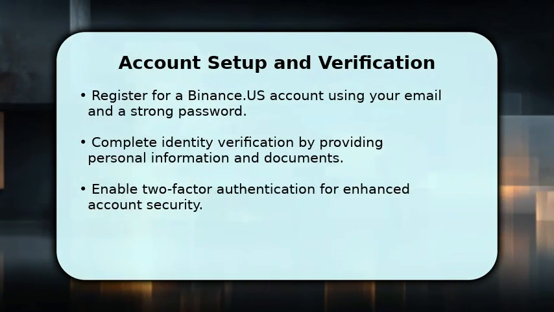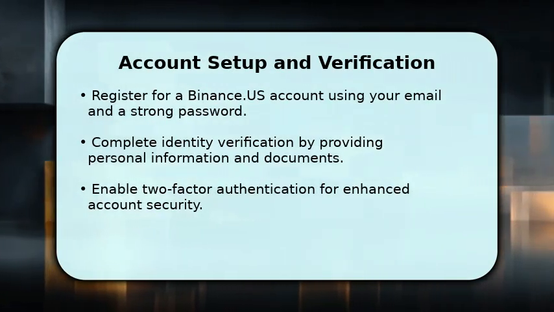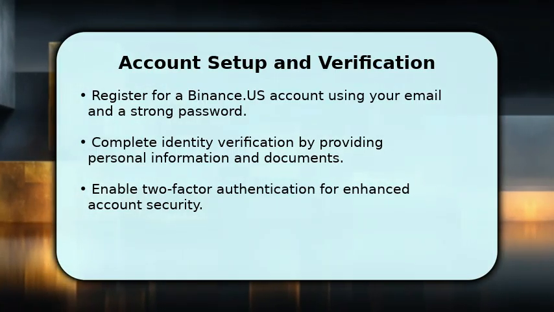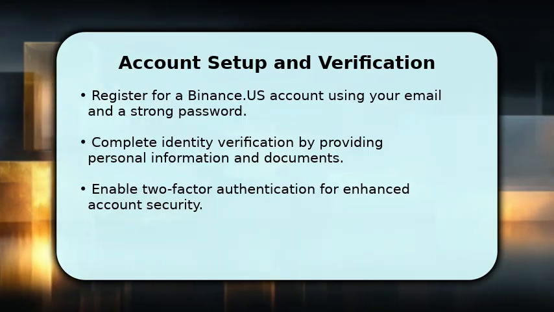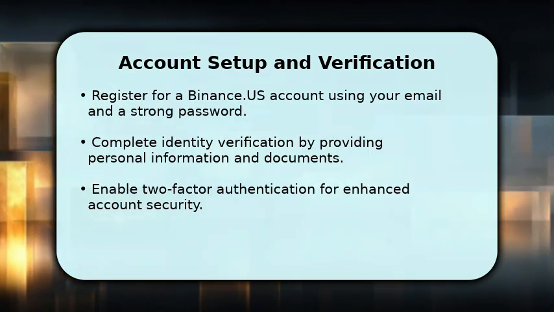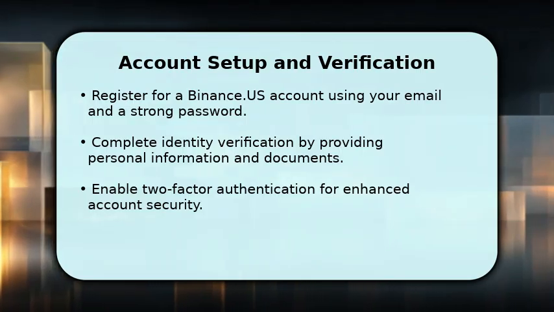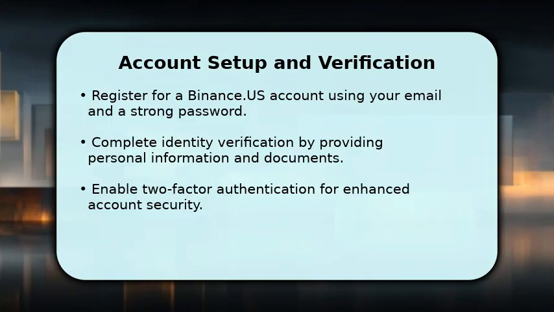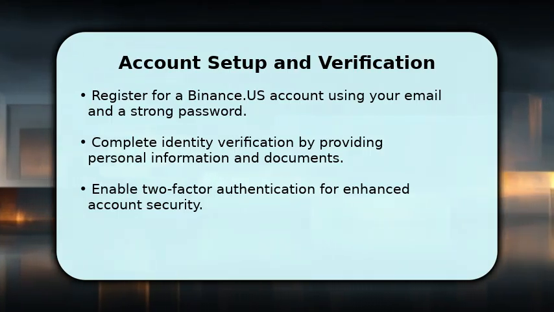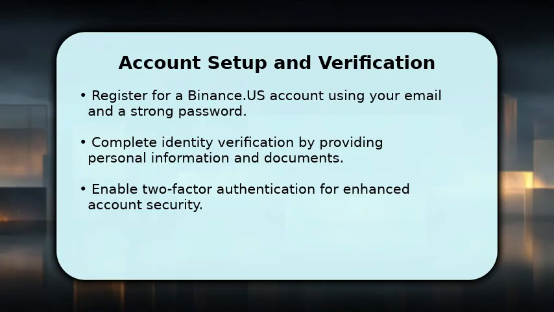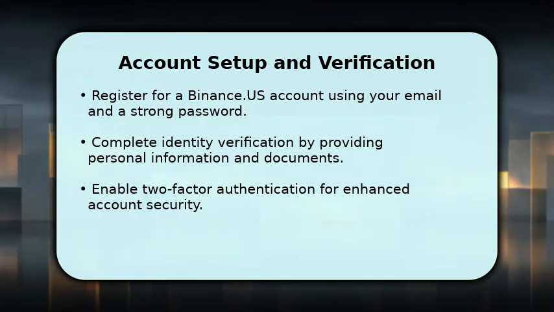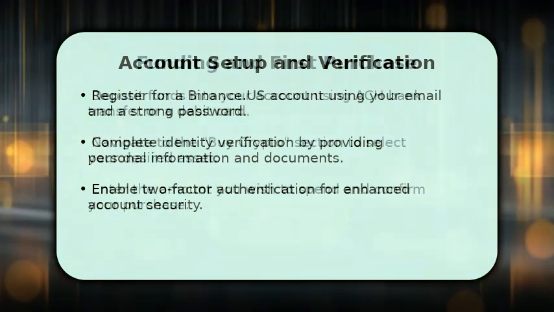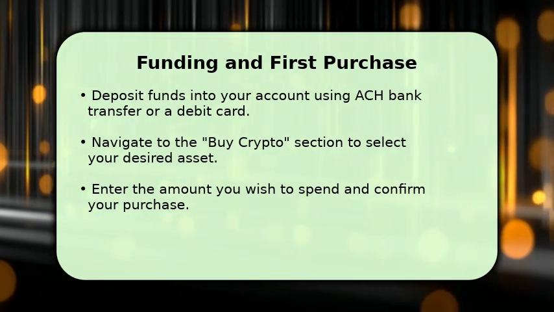Setting up your Binance US account is straightforward. Start by registering with your email and creating a robust password. Next, you'll proceed with identity verification, which typically involves submitting a government-issued ID and proof of address. This is a crucial step for compliance and security. Don't forget to enable two-factor authentication, like Google Authenticator or SMS, to add an extra layer of protection to your digital assets. Once your account is verified, it's time to fund it.